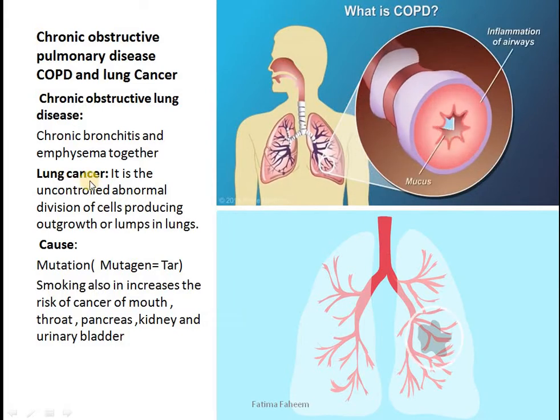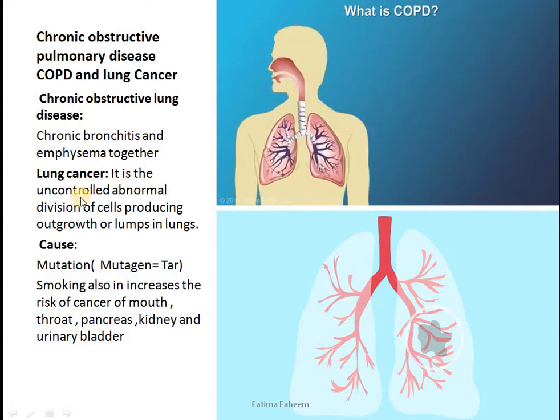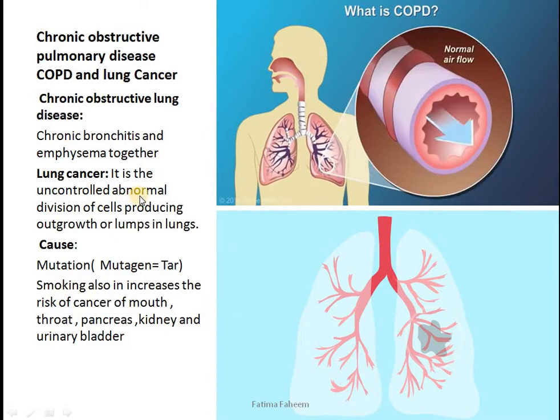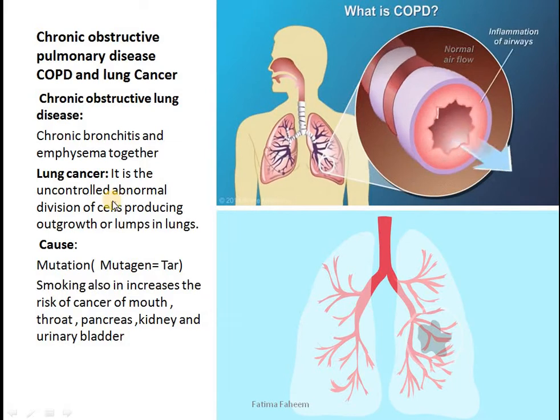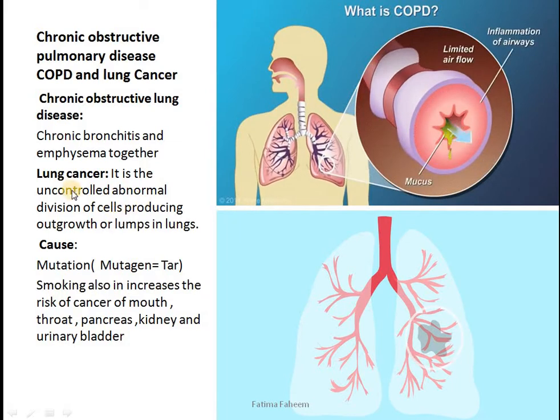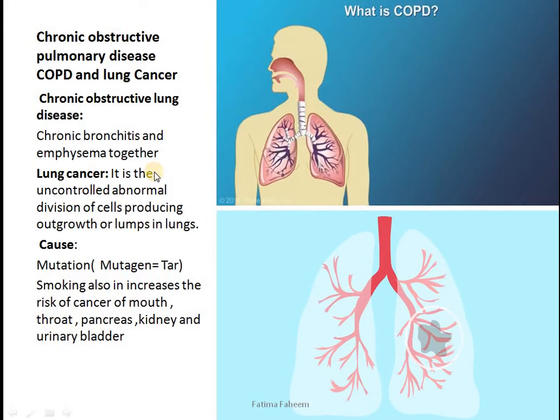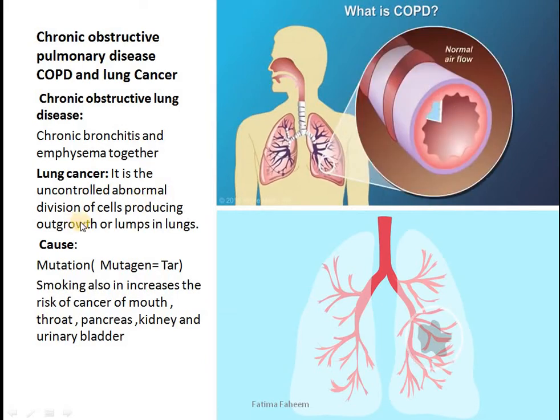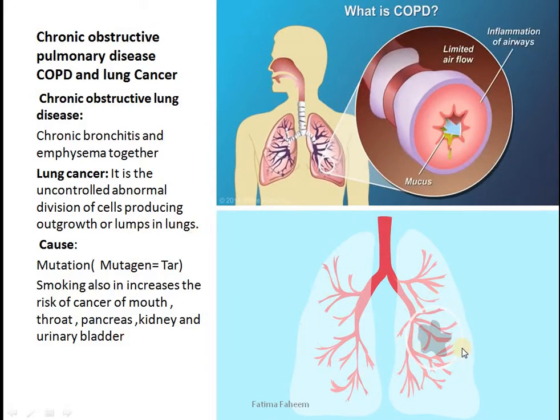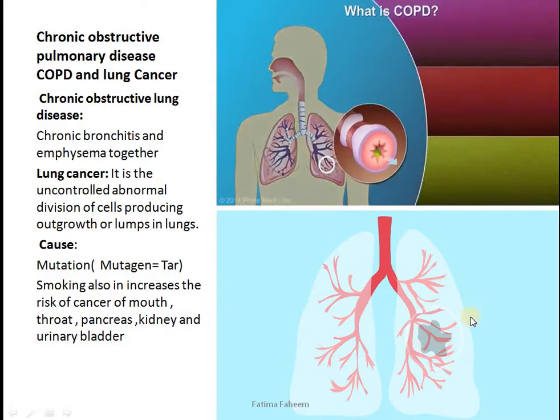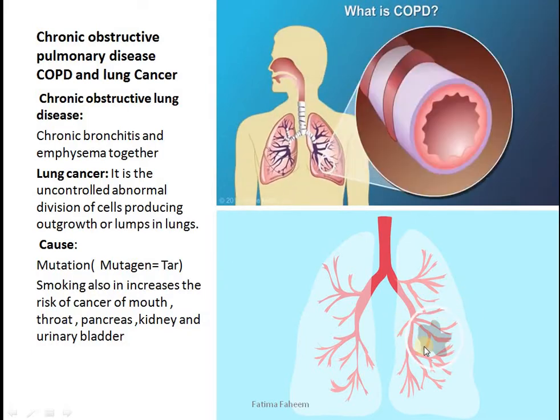Next disease is lung cancer. First, understand what cancer is. Cancer is the uncontrolled abnormal division of cells, producing outgrowths or lumps. This can happen anywhere in the body, but since we are studying lung cancer, it is the uncontrolled abnormal division of cells producing outgrowths or lumps in the lungs. As you can see in the diagram here, the encircled blue part is where the lumps have been formed because of the abnormal uncontrolled division of cells.